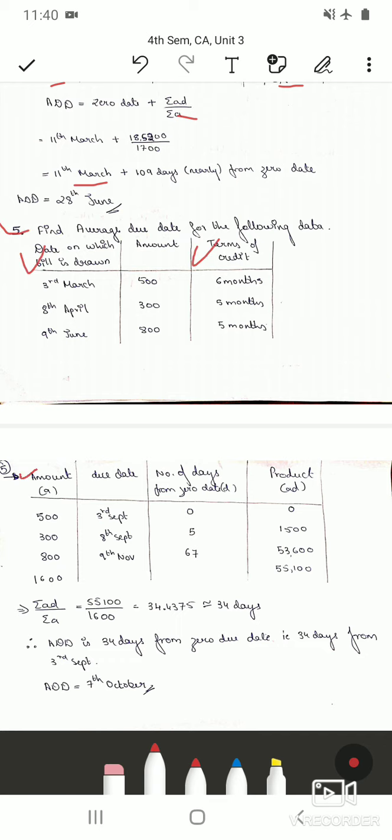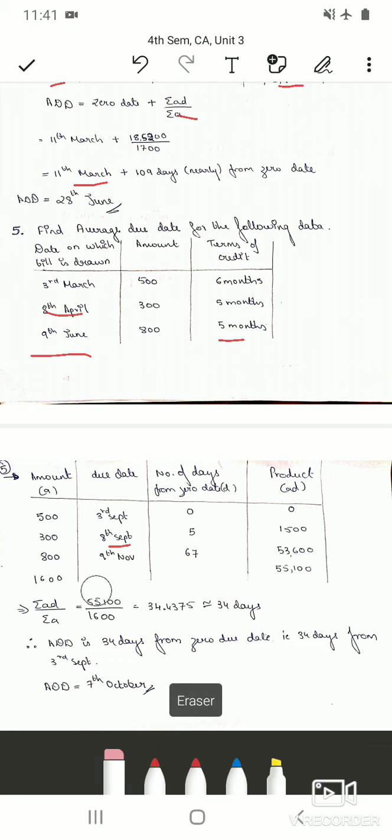So first write the amount. If you are drawing a bill on 3rd March and it is due after 6 months, from March it is April, May, June, July, August, September. So on September 3rd the bill will be due. In this case, note that the 3 days of grace period will not be considered. So similarly calculate the due date for all the bills. If you are drawing a bill on 8th April, then it will be due after 5 months. So from April, 5 months will be again September. So the bill will be due on 8th September, and 9th June till 5 months it will be on 9th November.